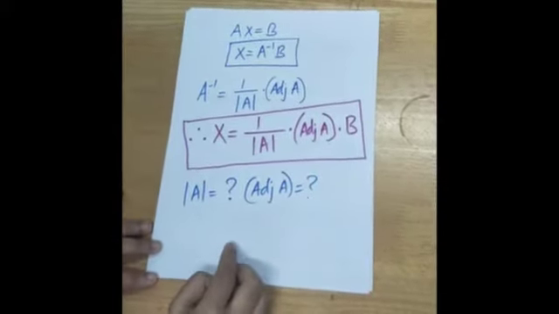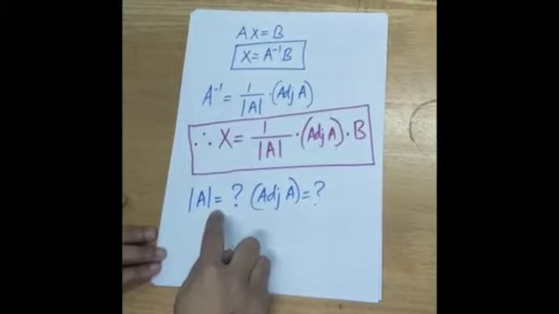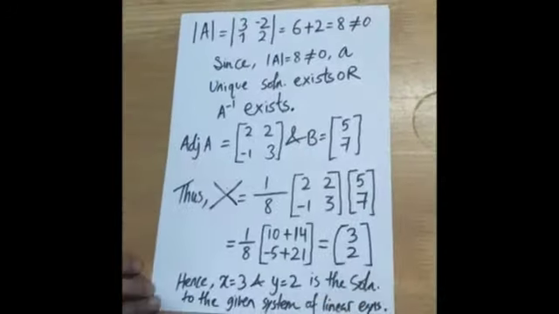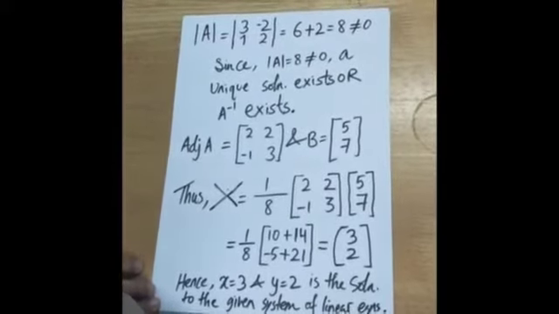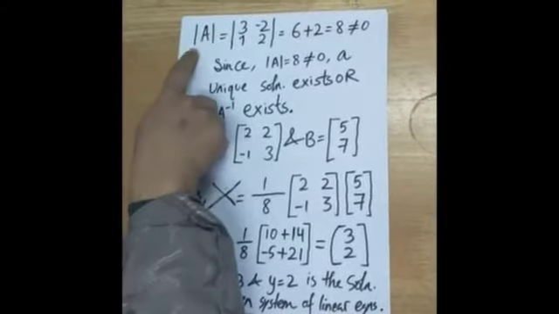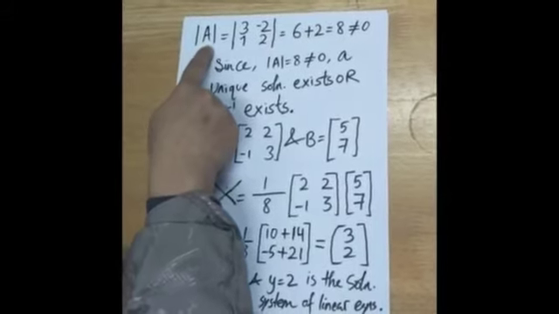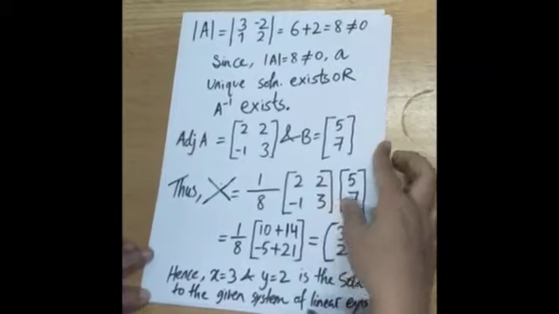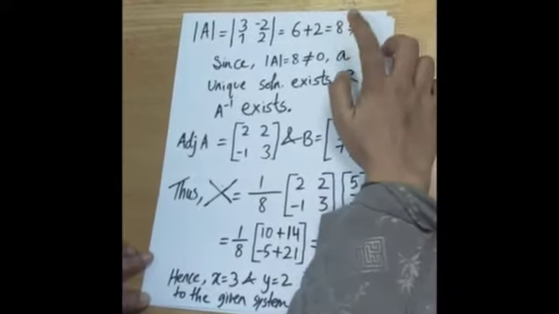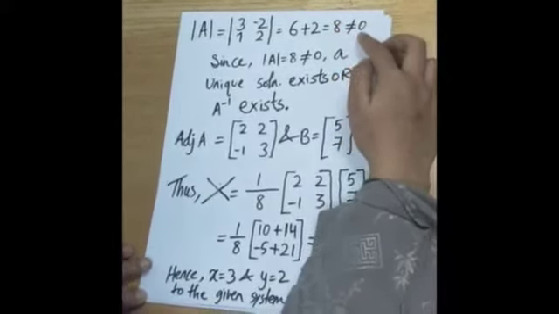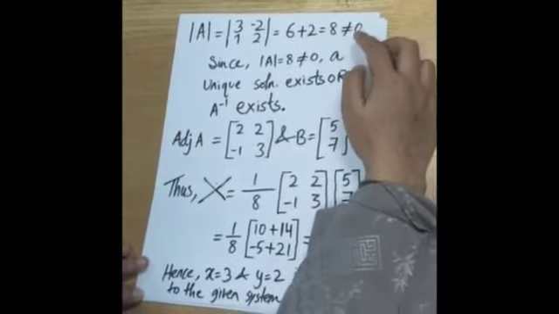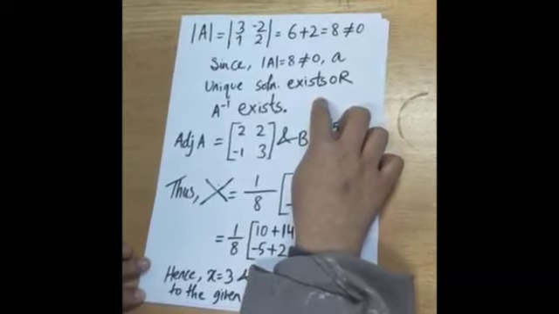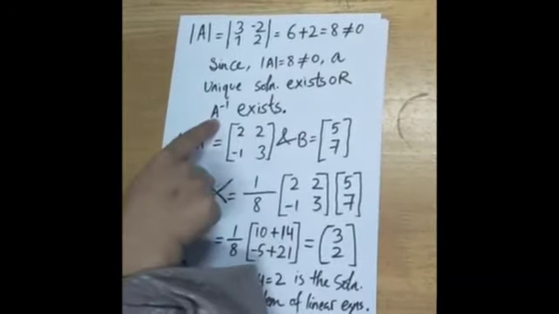To solve the equation, we firstly need to find the determinant of A and the adjoint of A. From the previous question, we have written down the determinant of A. So the determinant of A is equal to 8, and 8 is not equal to 0. Hence, it is a consistent system with a unique solution. Therefore, we know that we can now find our A inverse.